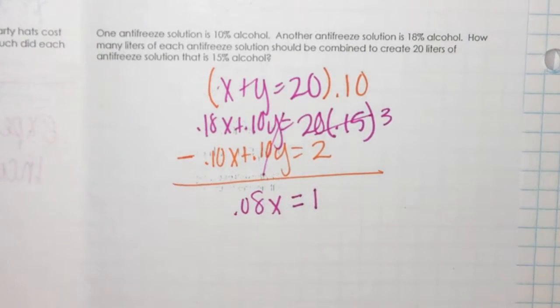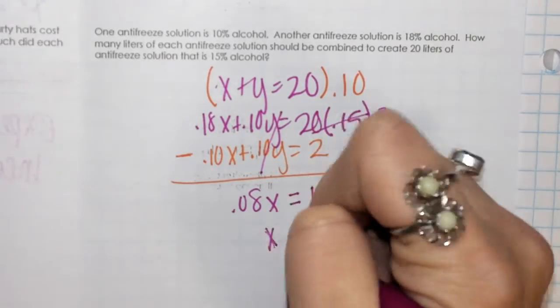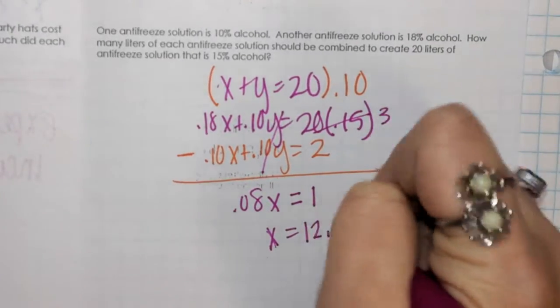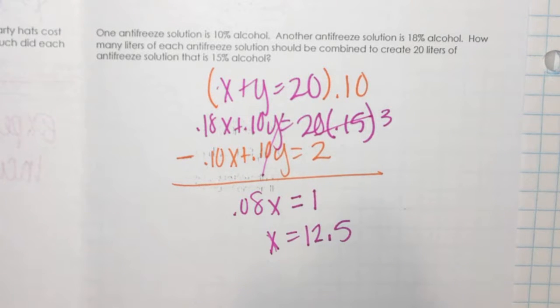Are you done? Yes. All right, what did you get for x? 12.5. 12.5? When you divided those, what's 1 divided by 0.08? Exactly.